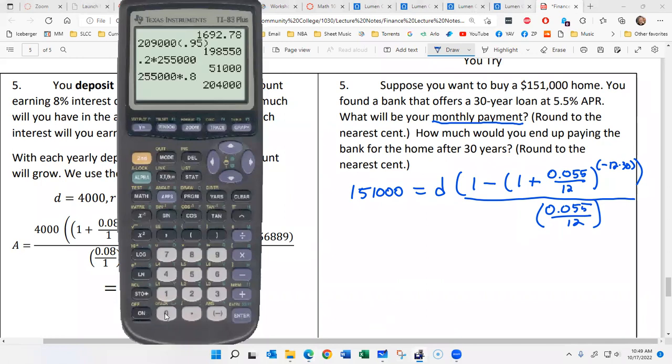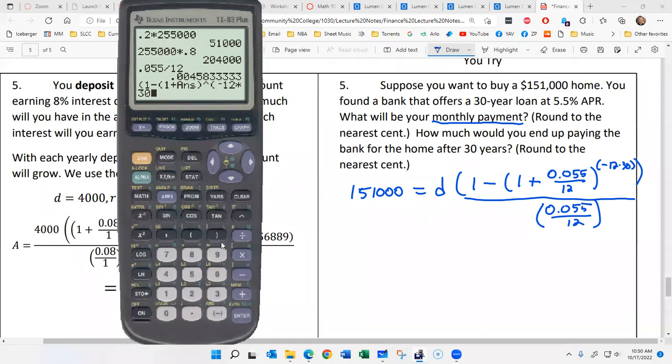From left to right. And let's do the simplifications as much as we can. Since that's in there twice, we store it in the answer button, and that's an ugly looking number, wouldn't want to write that down. Now we can work out the right side. Left parenthesis, 1 minus, left parenthesis, 1 plus answer button, right parenthesis, exponent, left parenthesis, the negative 12 times 30, double close, and divide by answer.